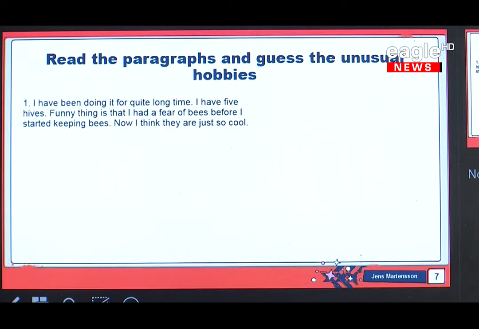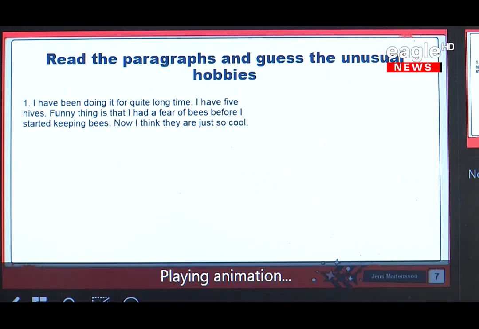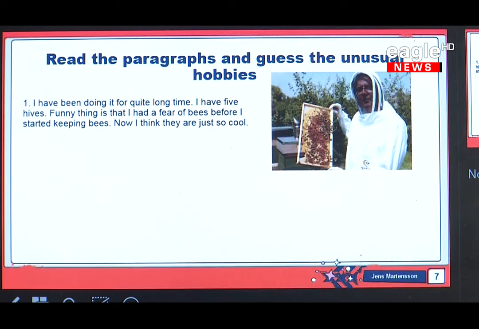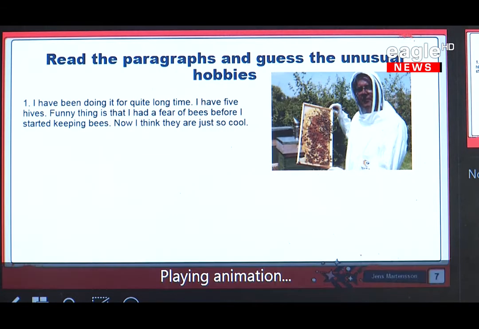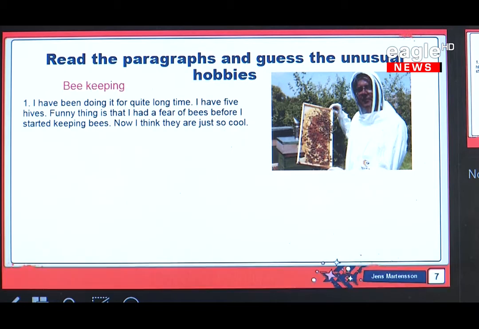I have been doing it for quite a long time. I have 5 hives. Funny thing is that I had a fear of bees before I started keeping bees. Now I think they are just so cool. Now let's see a picture. What hobby is it? It's beekeeping.